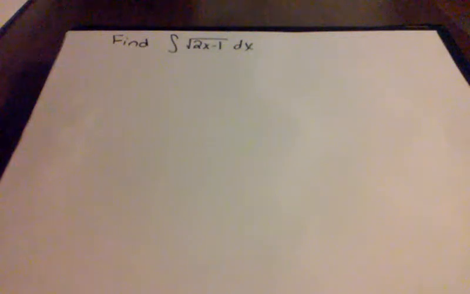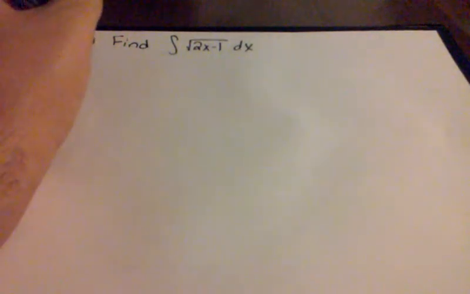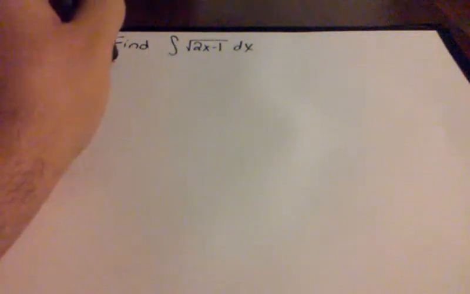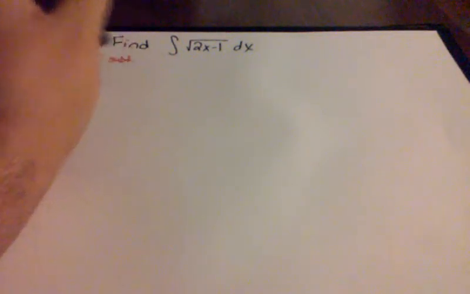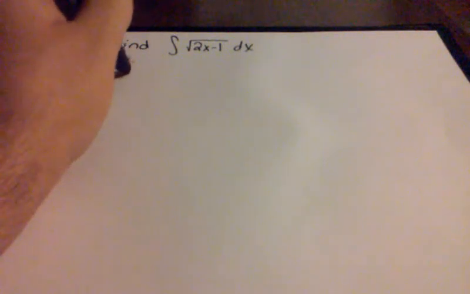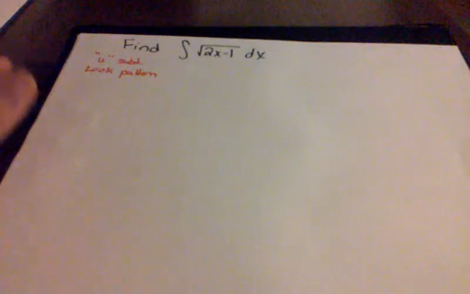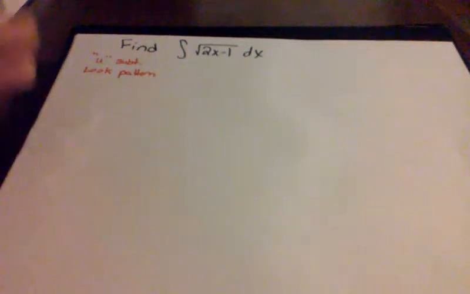Alright guys, for this problem it says find the indefinite integral of the square root of 2x minus 1 dx. For this problem, I'm going to have to do a u substitution. And so I want to look for a pattern where I let something represent u, and then taking the derivative of it, it'll give me something else that's in that integral.